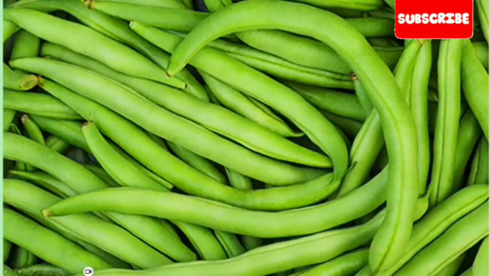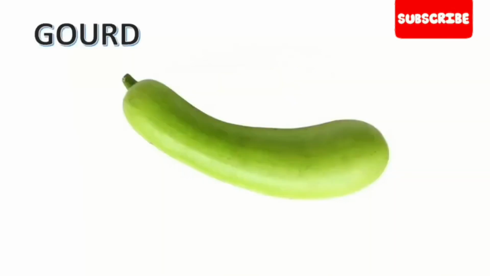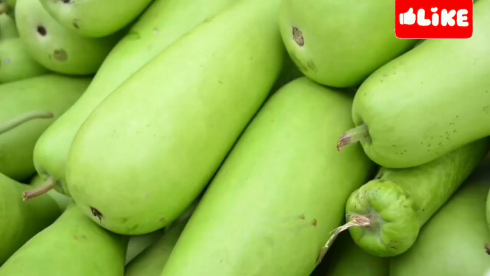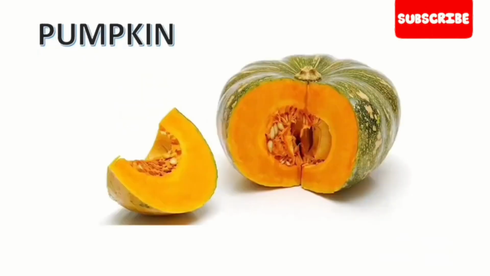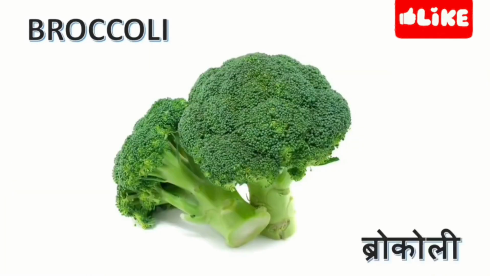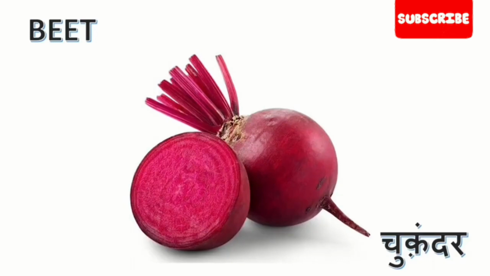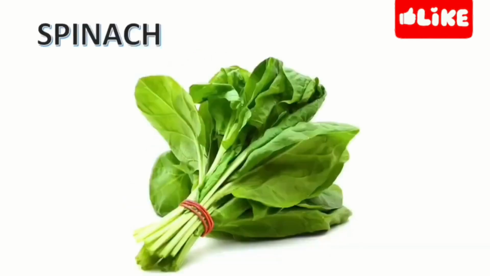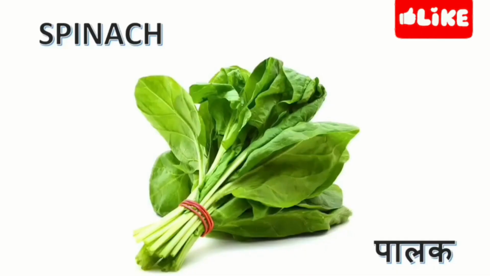Beans means phali. Gourd means loki. Pumpkin means kaddu. Broccoli. Beet means chukandar. Spinach means palak.